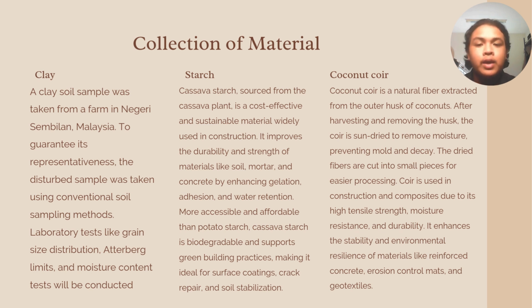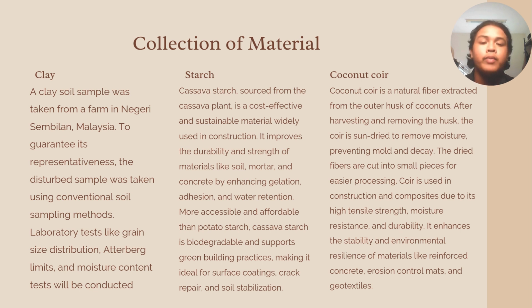Next is starch. Cassava starch, sourced from the cassava plant, is a cost-effective and sustainable material widely used in construction. It improves the durability and strength of material like soil, mortar, and concrete by enhancing cohesion, adhesion, and water retention. More accessible and affordable than potato starch, cassava starch is biodegradable and supports green building practice, making it ideal for surface coating, crack filling, and soil stabilization.